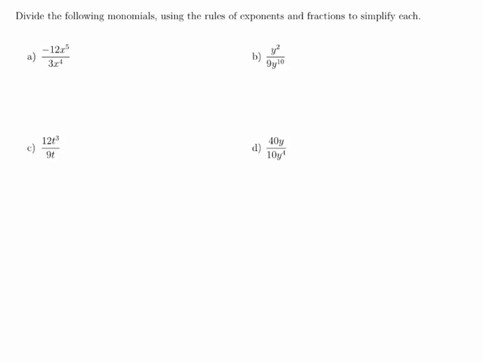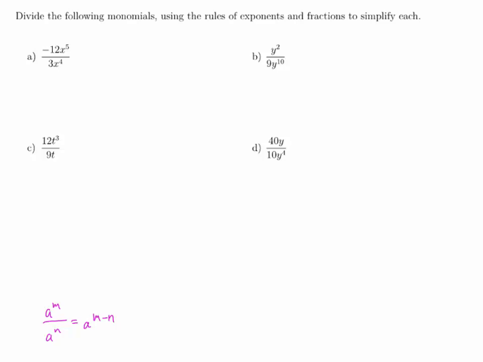For each of these examples, I'll show two approaches. The first approach is simply canceling factors that are present in both the numerator and denominator. And the second is to use the rule of exponents for division, which I'll summarize real quick: a to the m over a to the n is a to the m minus n, so that when we have the same base, we subtract the exponents. So with this first one, negative 12x to the fifth over 3x to the fourth.